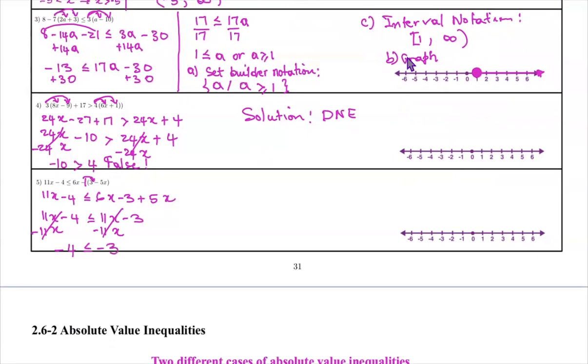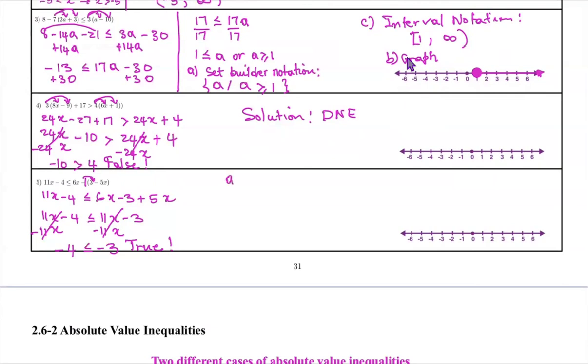This statement is a true statement, because when you have less than or equal, if it's less than, it's true. If it's equal, it's true. Or if it's both of them, then it's also true. So that is true, meaning that all real numbers is solution.